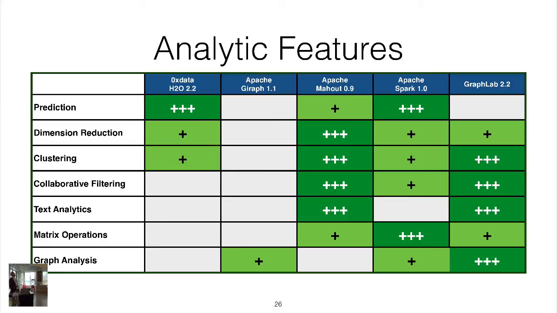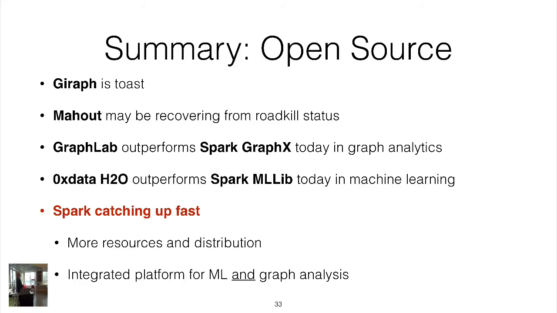That's good. Okay, good. All right, so just to summarize open source, Giraph is toast. Mahout might be recovering from roadkill status, I think, as they move towards 1.0. And if you start seeing people rebuild their algorithms in Spark, you may see some renewed interest. Again, as of today, there's no sign of that. But the team has done a good job of at least cleaning up the mess. Now, what happens going forward remains to be seen.